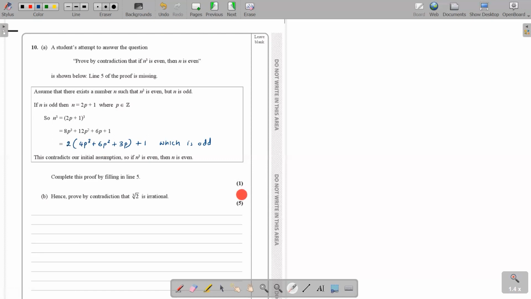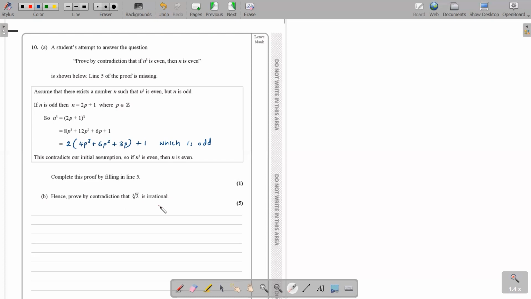Okay, let's go to the 5 mark question. Hence, prove by contradiction that cube root 2 is irrational. Hence means what? You need to use the help of part A. Prove by contradiction. Again, assuming that the given statement is false, you have to assume and you have to write the steps and show that it contradicts.